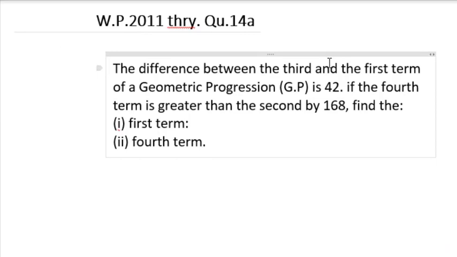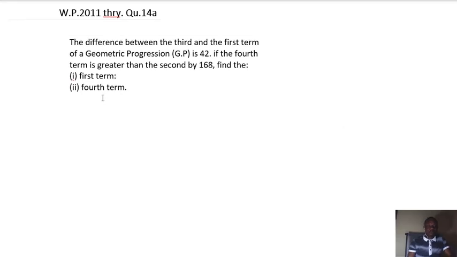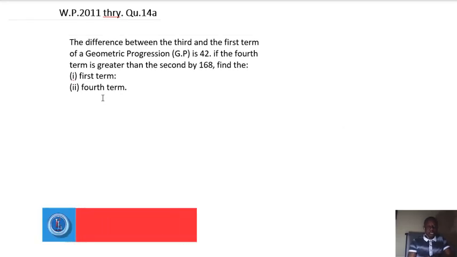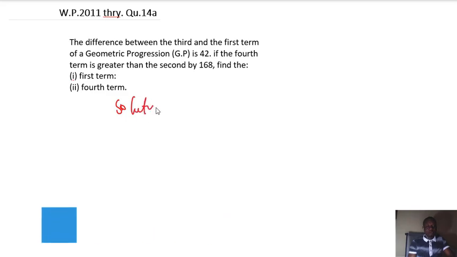The difference between the third and the first term of a geometric progression, GP, is 42. If the fourth term is greater than the second term by 168, find (i) the first term, (ii) the fourth term. Okay, so let's see how we go about it so that we can find the first term and the fourth term. Solution.